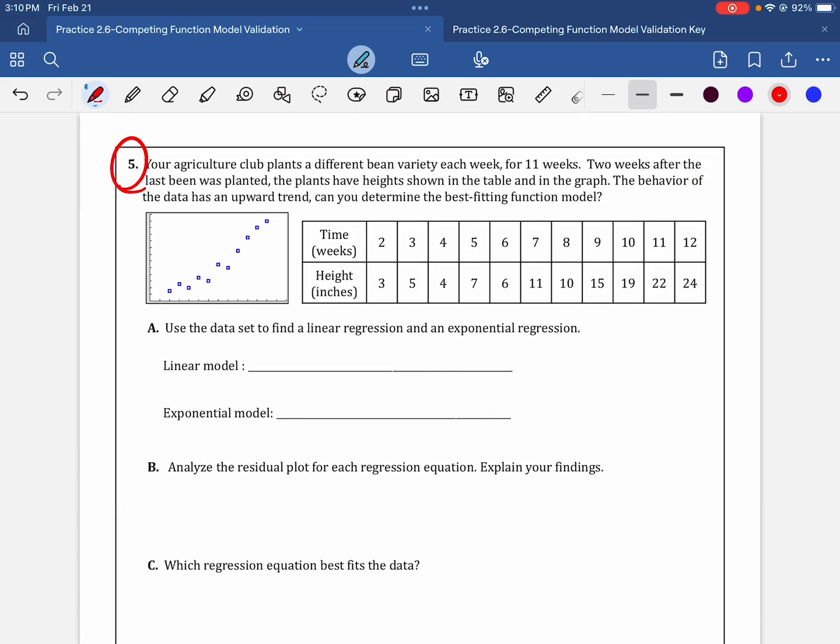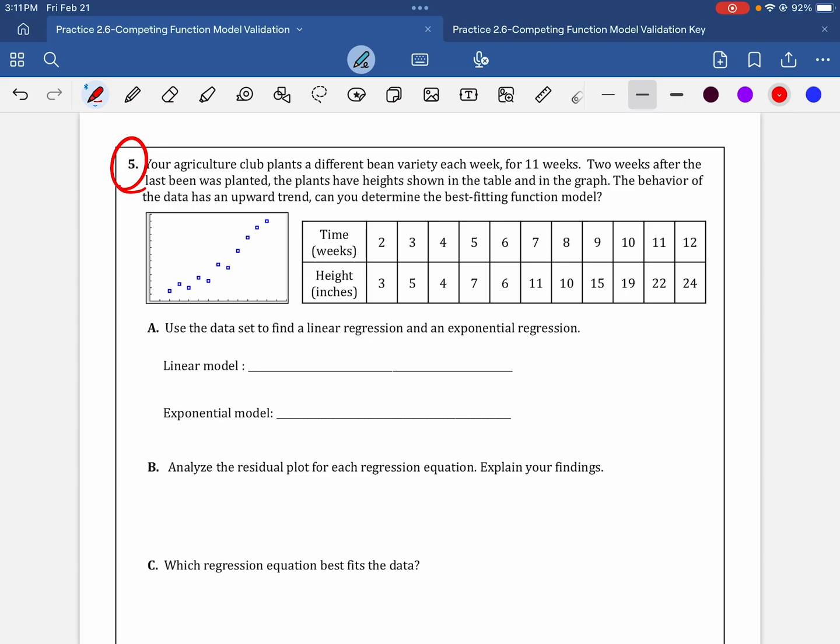All right, on number 5, it says your agriculture club plants a different bean variety each week for 11 weeks. 2 weeks after the last bean was planted, I think that's supposed to be spelled B-E-A-N, but whatever. The plants have heights shown in the table and in the graph. The behavior of the data has an upward trend. Can you determine the best fitting function model?